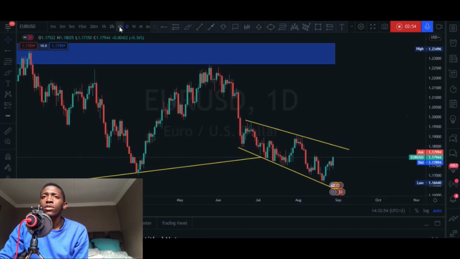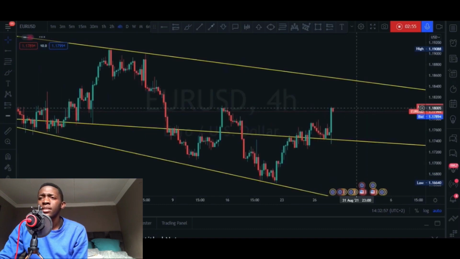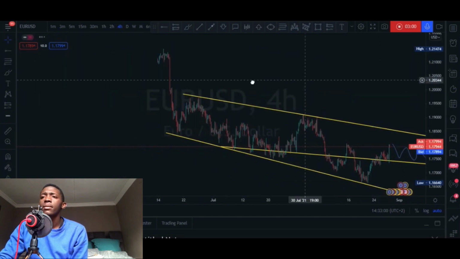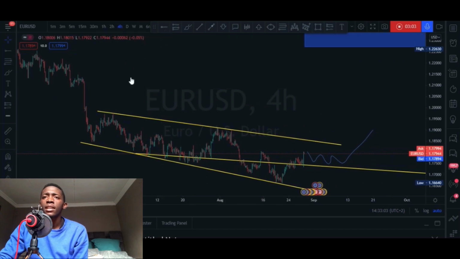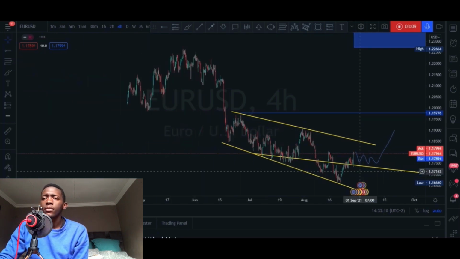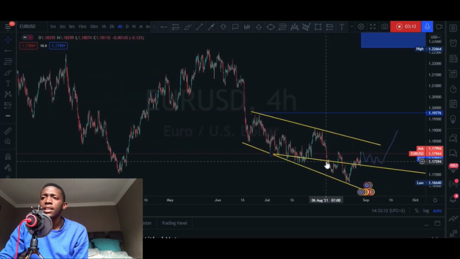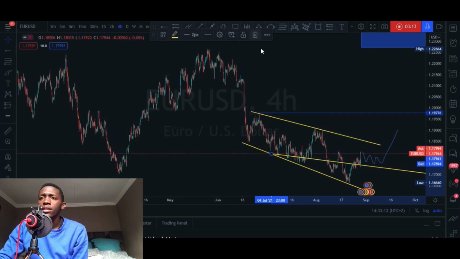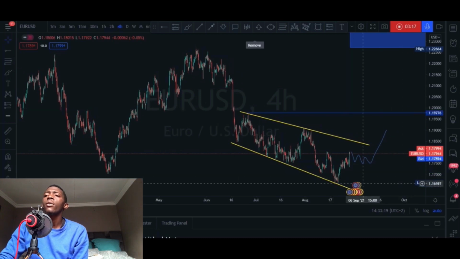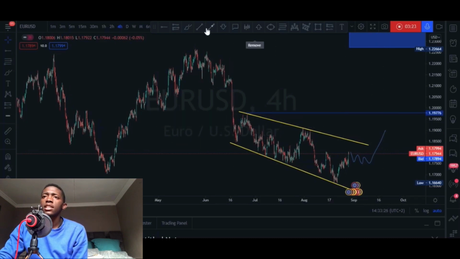So let me go to the 4-hour time frame. On the 4-hour time frame, this is what we have. Let me actually set a target for our trade. Right now we don't have the cleanest. Let me just remove this. Yeah, so this is what we have on the 4-hour. I'm expecting a continuation pattern, and then the continuation to the upside. So this is actually the target.